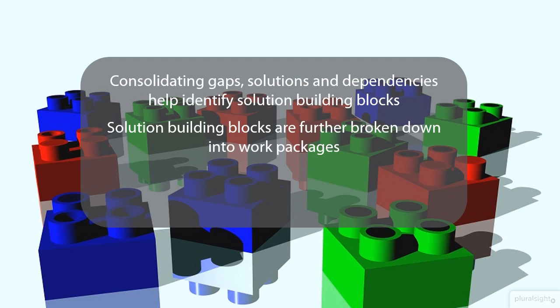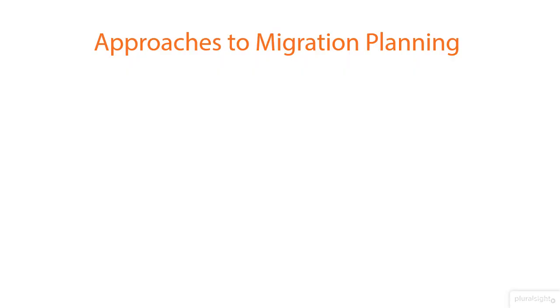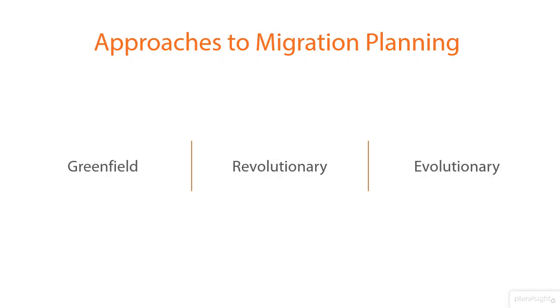A straw man of the migration plan is created, capturing the dependencies, the sequencing, and the progression of work within and across various initiatives, indicating the coordination required to make it happen, and in order to communicate and elicit feedback that would enable further refinement of this migration plan. The transition and migration plan usually follows one of these approaches: a greenfield approach, a revolutionary approach, or an evolutionary approach.